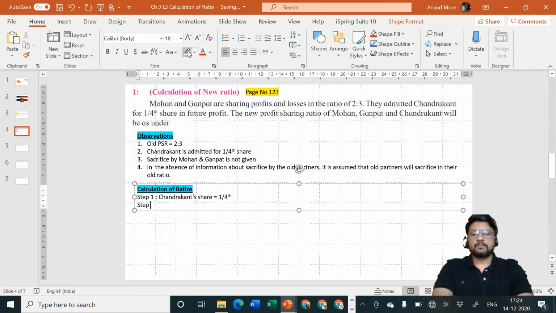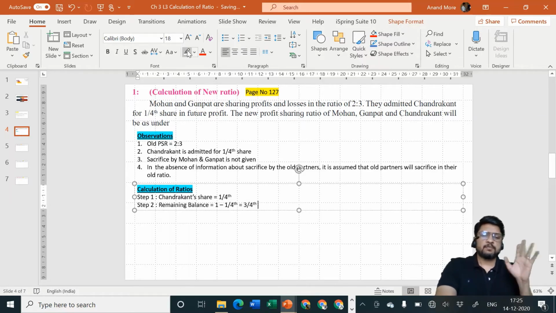Step 2. Remaining balance is equal to 1 minus 1/4, which is equal to 3/4. 1 minus 1/4 is equal to 3/4. Simple mathematics of school level. 1 minus 1/4, so you'll have to multiply the denominator of 4 to the numerator of 1, that becomes 4 by 4 minus 1 by 4, that goes to 3/4.